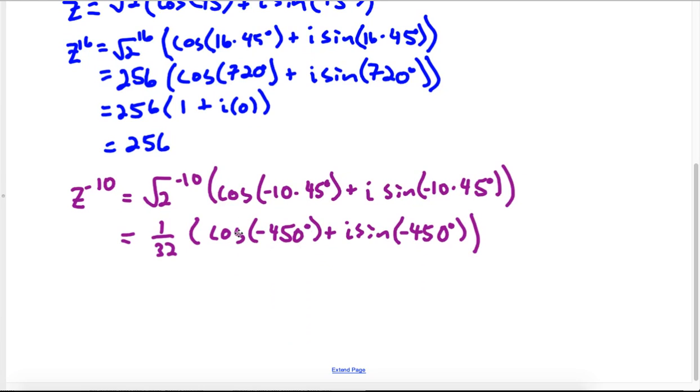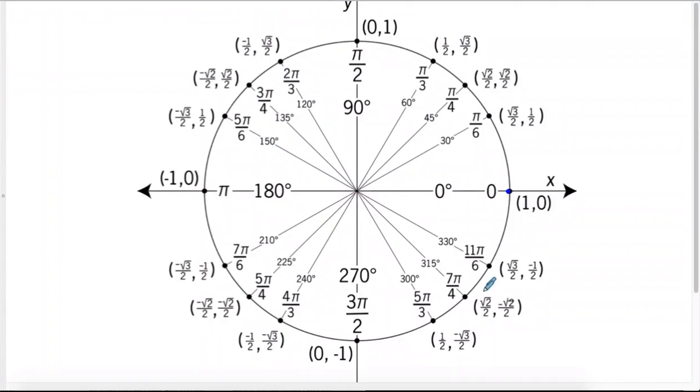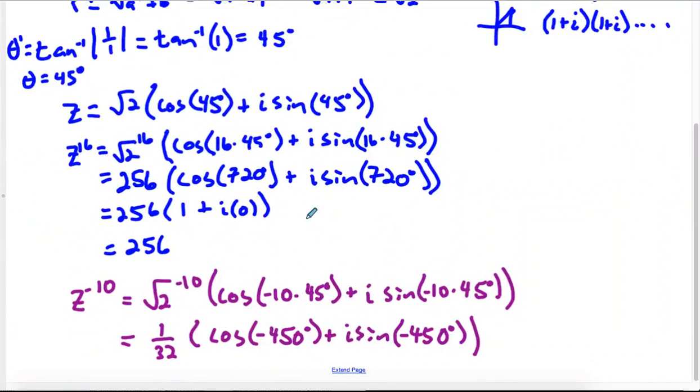And again, we can go to the unit circle and see what these values are. If I'm going in the negative direction, negative 360 would get me all the way back to here, and then negative 450 would just be another 90 degrees, so that would get me to here. So the cosine value in this case is 0, and the sine value is negative 1.